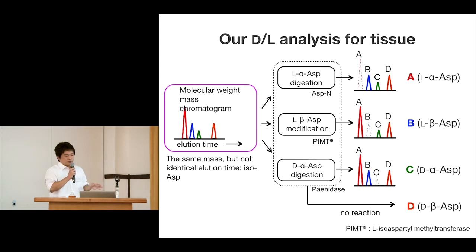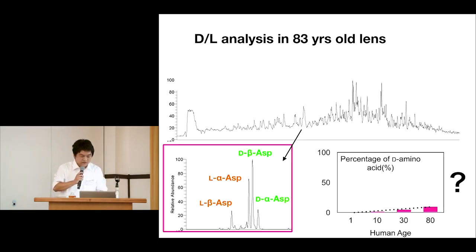Now we are using this method to identify the abnormal aspartate. And we can see the L-alpha, L-beta, D-alpha, D-beta aspartate from the aged tissue.